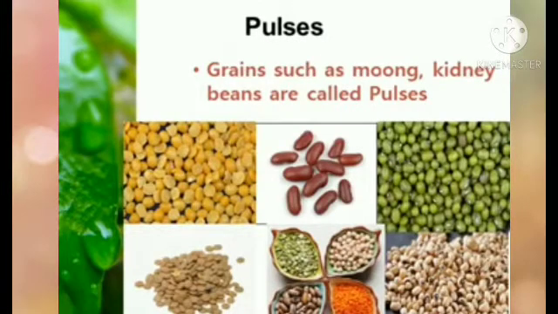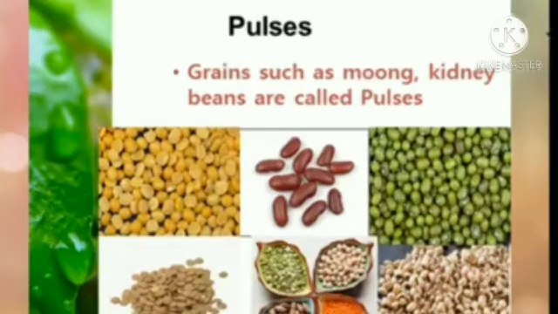We also eat grains such as moong and kidney beans, that is rajma. These food grains are known as pulses. Pulses are found inside the pod. Cereals are not found inside the pod.